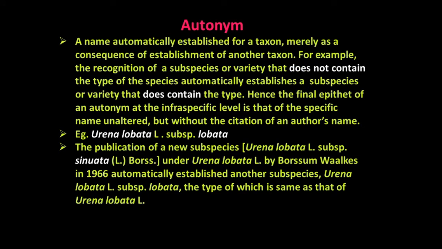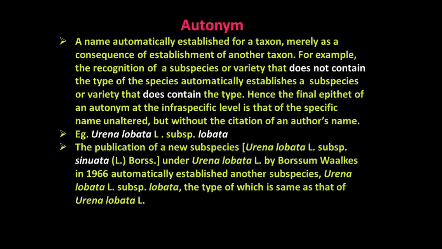Now comes autonym. What is autonym? Autonym is a name automatically established for a taxon, for example, for an infraspecific category, variety, subspecies, forms, etc., merely as a consequence of establishment of another taxon. A name automatically established for a taxon merely as a consequence of establishment of another taxon.